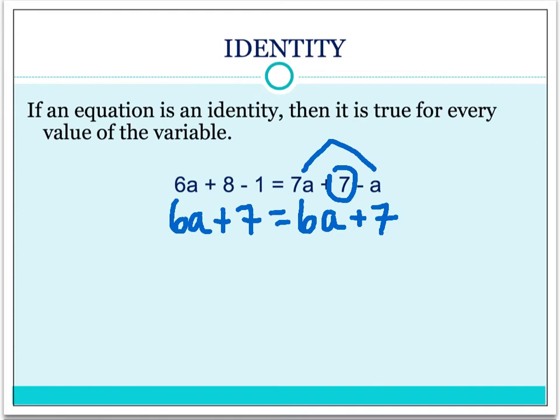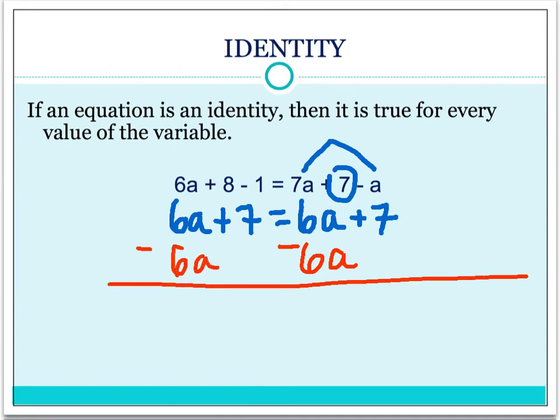Now, I combined like terms, but I still have an A on the left and an A on the right. So, as the steps tell us, I have to move those A's so they're on the same side of the equal sign. Once again, I'm going to move the A on the right-hand side over. It's a positive 6A, so I will undo it by subtracting 6A from both sides. Again, notice what happens. The 6A disappears here, leaving me with just 7 on the left-hand side of the equal sign. And the 6A disappears here, again, leaving me with 7 on the right-hand side of the equal sign.